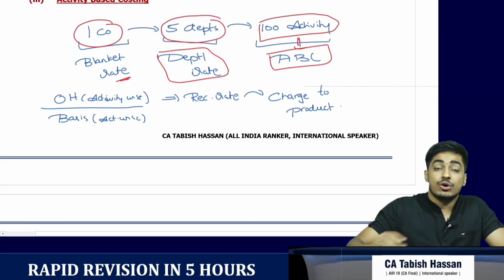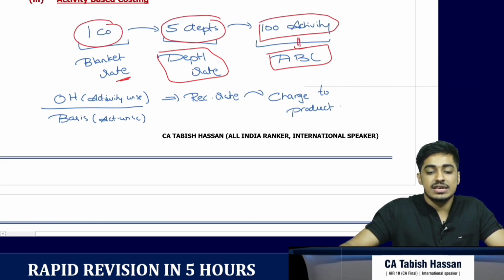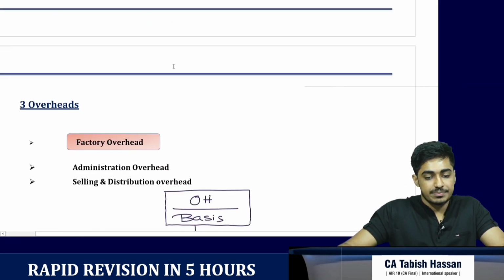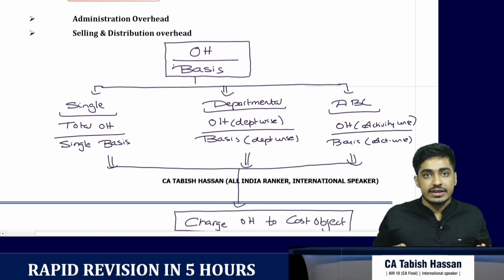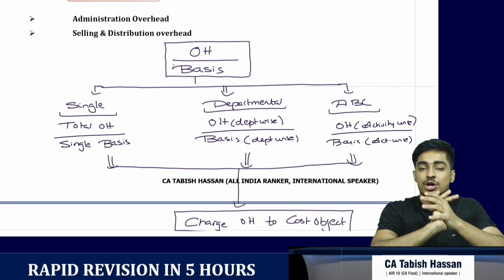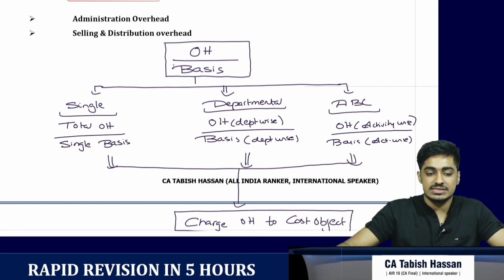Simple. So we get the overhead activity-wise. We divide it by the basis activity-wise. We get the recovery rate, and based on that, we charge it to the product. Simple. So to summarize everything again, we get the overhead recovery rate, and based on that, we charge the overhead to the product. How do we get the overhead recovery rate? It is overhead divided by basis.